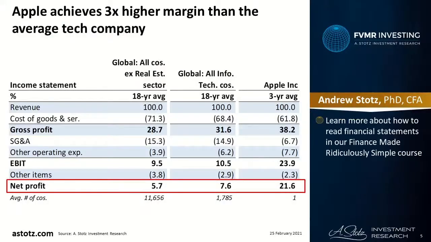Now, when I looked at this particular news article, it made me go back to the data that I have on Apple versus global tech companies. And you can see that the global tech companies have a net margin of about 7.6, whereas Apple's net margin is about 21.6. So Apple is achieving a much, much higher level of profitability. And one of the ways they're doing it is instead of spending on R&D, they're spending a lot of money on acquisitions of companies to gain their knowledge.